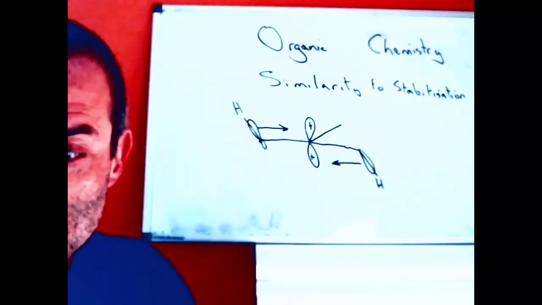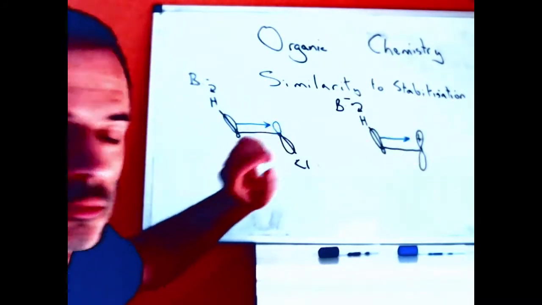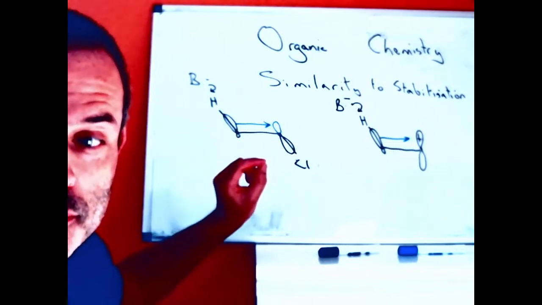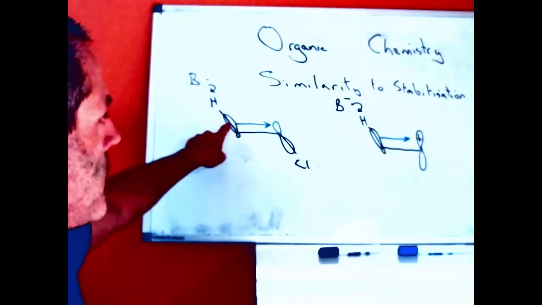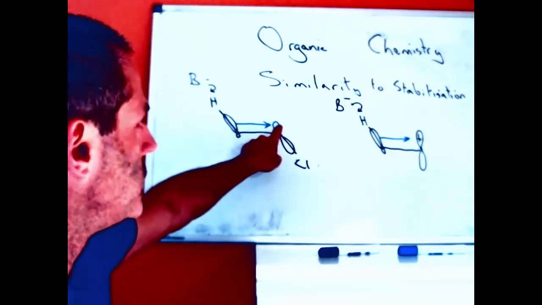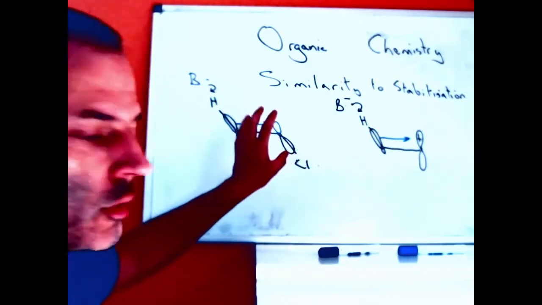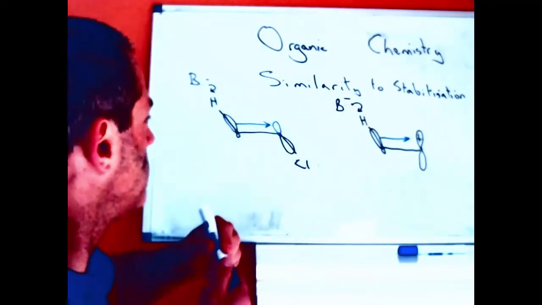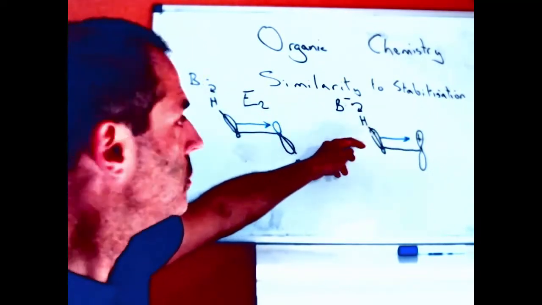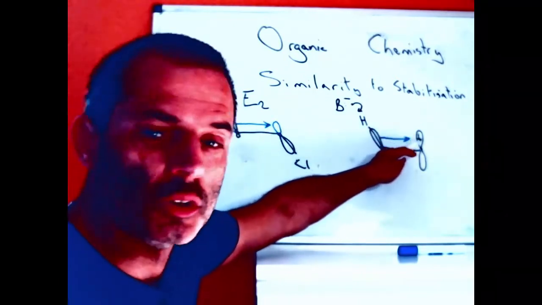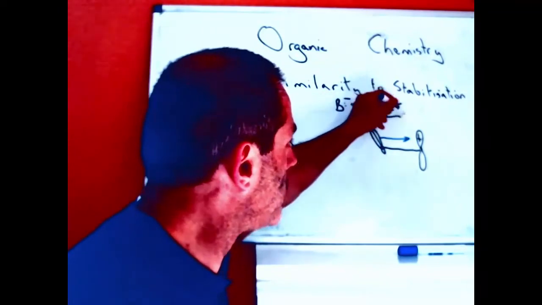So let's draw those next to each other. So this is our deprotonation step for both of them. A base comes along, it removes the proton, and the electron density goes into the antibonding orbital of the leaving group of the E2, and in this case the base comes along, removes the proton, and the electron density goes into the positive charge in the E1 mechanism.